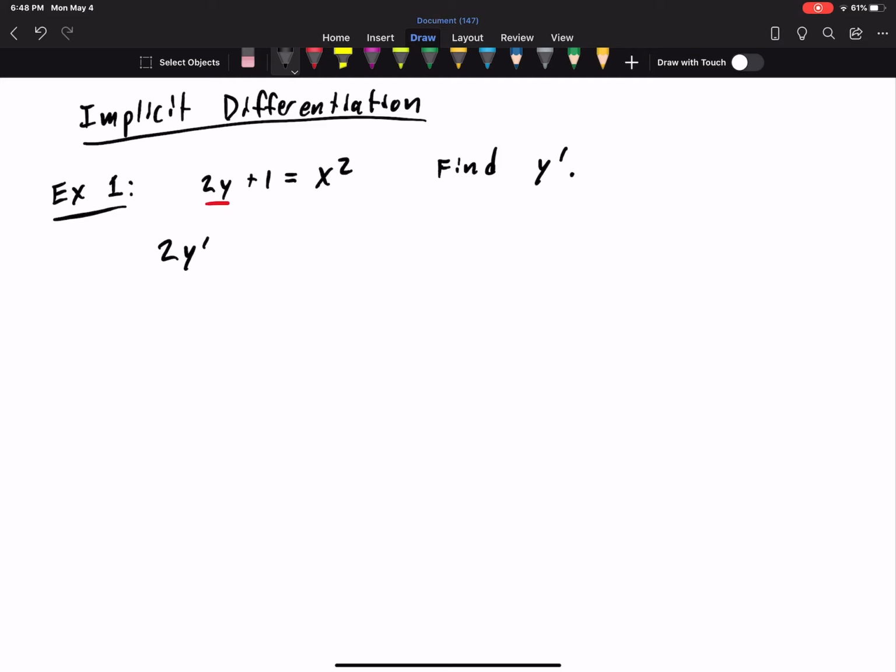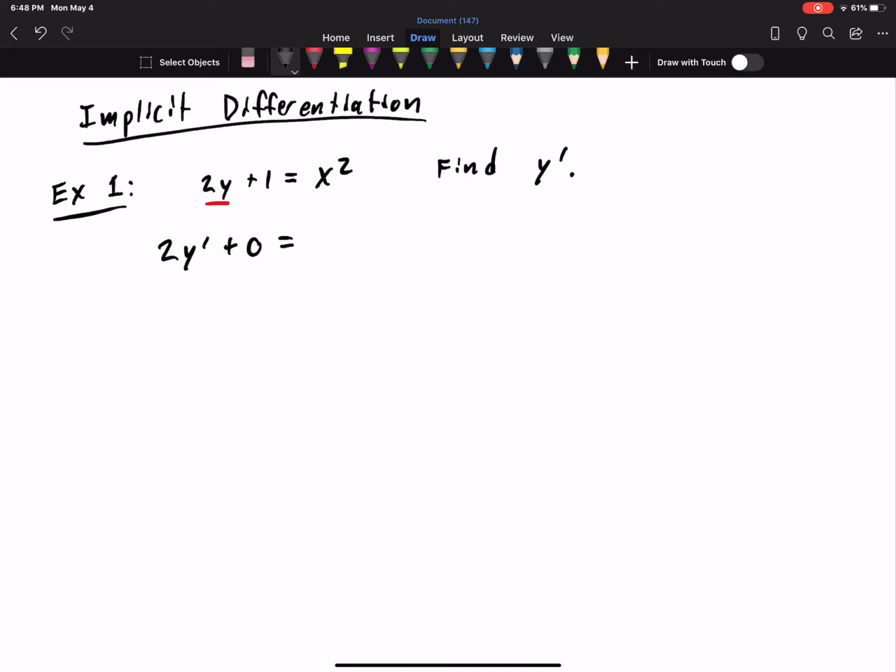You can't make it just go away like if it were an x. If that were 2x, the derivative would be 2. But since it's 2y and y is a function, we have to write y prime, or 2y prime in this case. The plus 1 derives away, meaning it vanishes when you derive it, or is equal to 0. So you have plus 0, if you like.